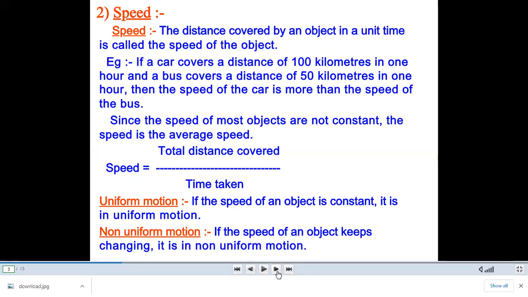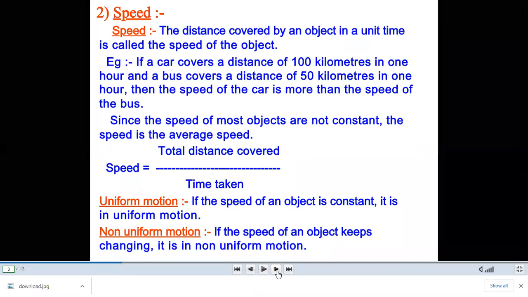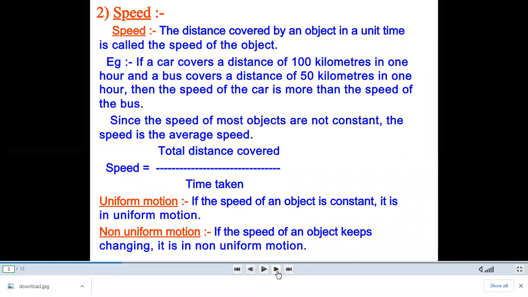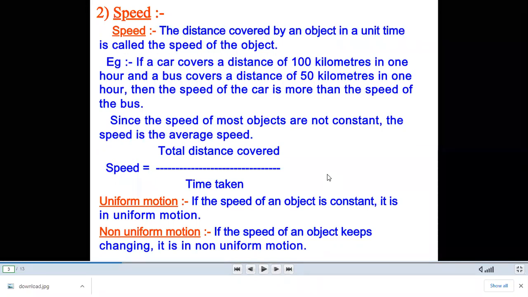Like here in the car and in the bus, in both cases the time is the same, 1 hour. So we can easily identify that the car is moving faster than the bus because the car is moving at 100 kilometers per hour and the bus is moving at 50 kilometers per hour. So that's why the formula for speed is distance per unit time. The SI unit of speed which we are using is meter per second, but here we can say kilometer per hour. You can convert kilometer per hour into meter per second when you multiply with 5 by 18.